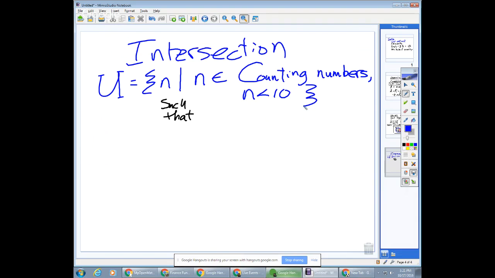Anyone remember seeing something like this in an algebra class? Some people not. Kind of depends who you had for algebra, whether they showed you set notation. It's in most algebra books if you actually read the book. But most people don't read algebra books.